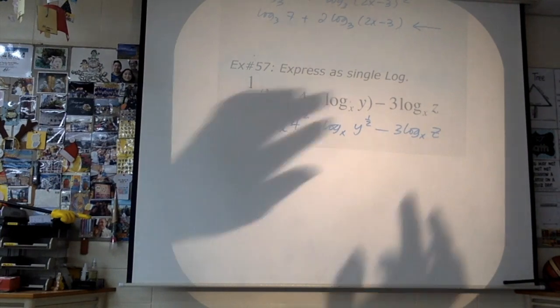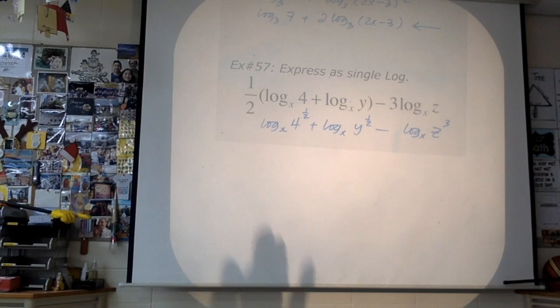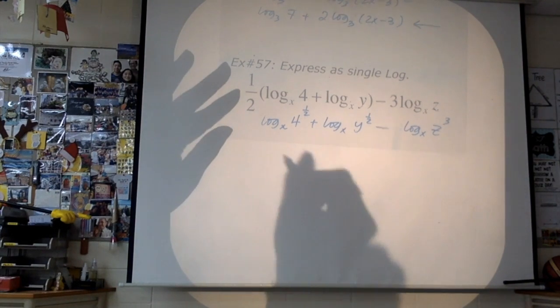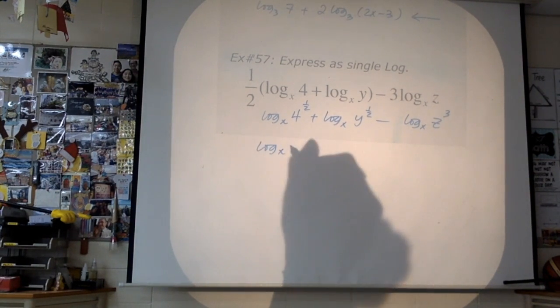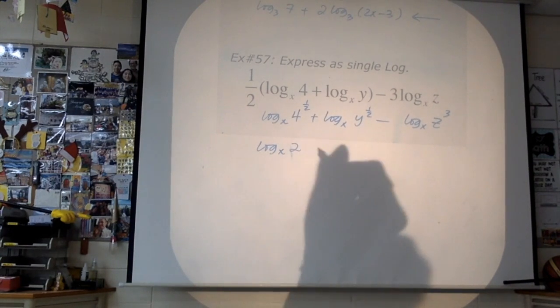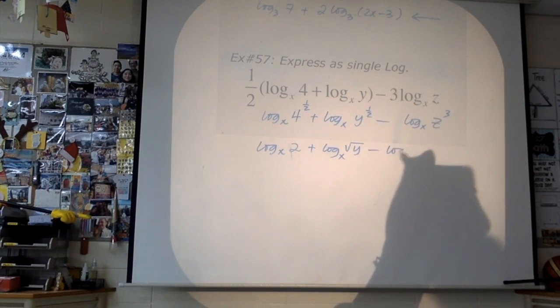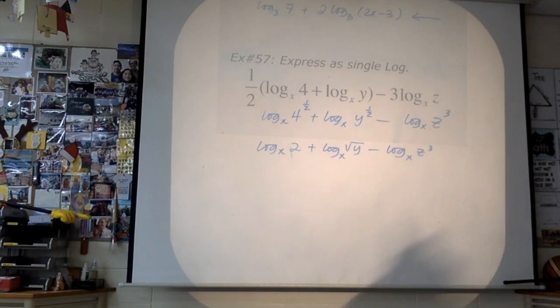Oh, you guys, we could have done something here too, right? What does that really mean? It means the z cubed. I know that's what you were thinking, okay? Now, I'm going to go like this. Log base x of, square root of 4, so 4 to the half is 2, plus log base x of square root of y, minus log base x of z cubed.